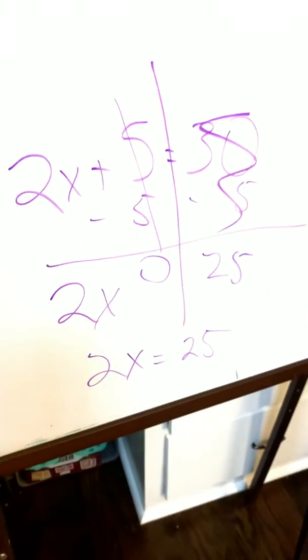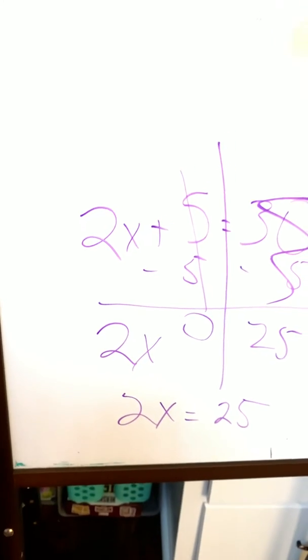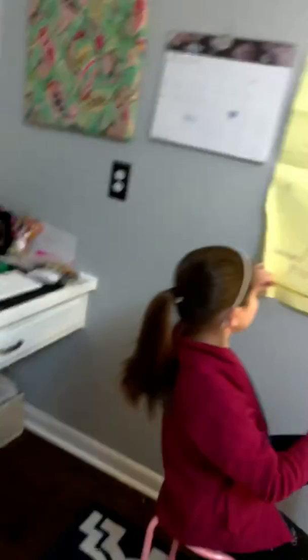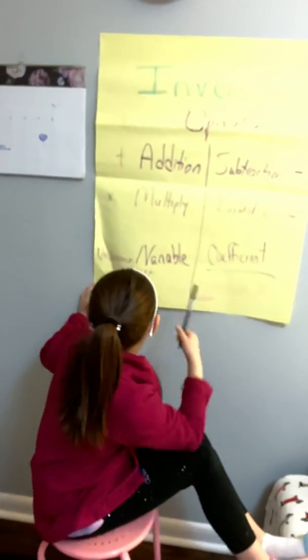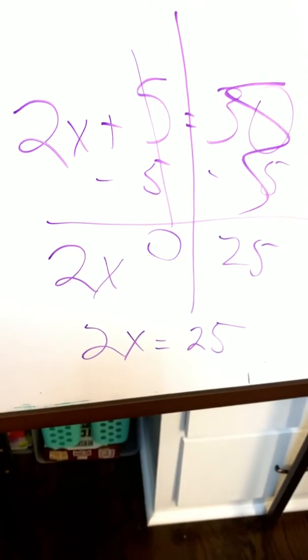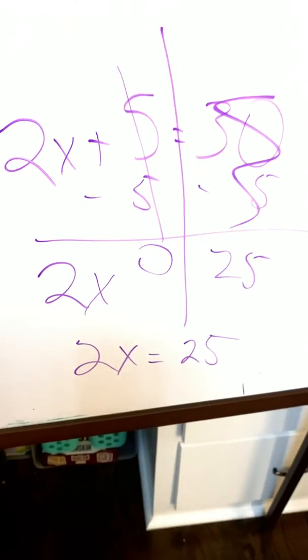Now, what did I say that we do here? What do we need to get by itself? Take a look at your word wall. What word is that? Variable. In this case, what is our unknown? What letter? X. Good, perfect.